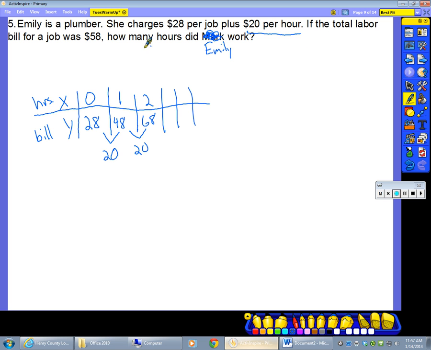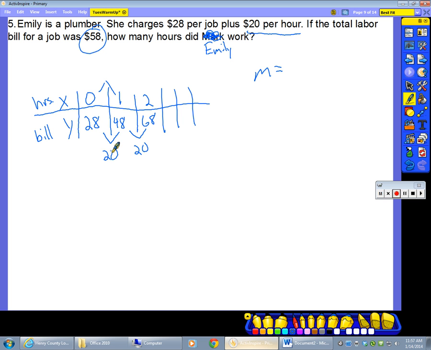Let's see, if the labor of the bill was $58. So you see how 58 doesn't land perfectly in here, okay? So it's somewhere in between here, but we need to know where in between. So this is another good reason why we use equations, to get an exact answer. So let's find out where our slope is.